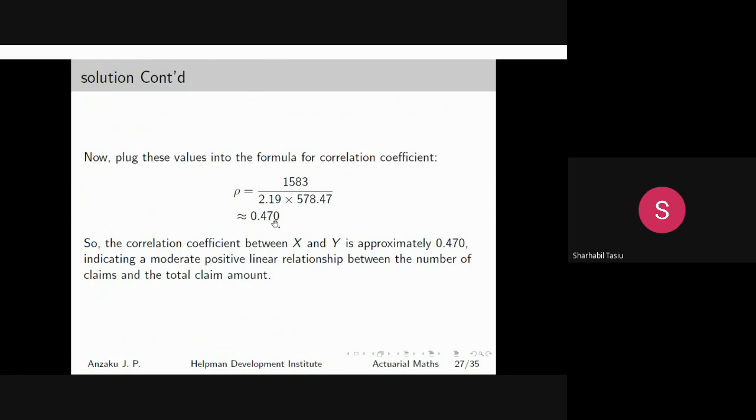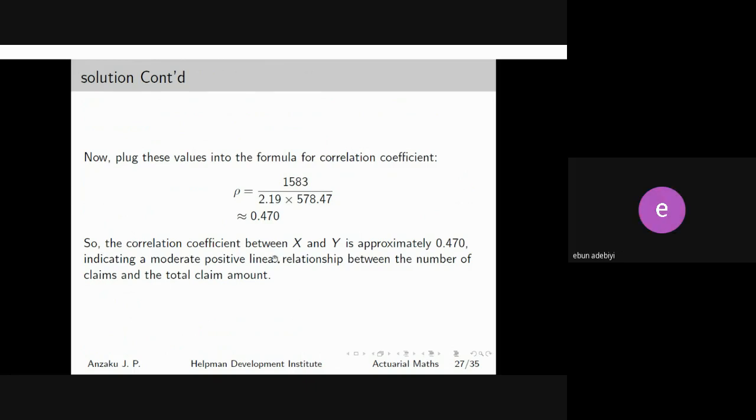Which is a weak positive relationship, not above 0.5. In fact, it even confirms our covariance. Remember you were saying the spread is a bit much. So here we have a weak relationship, which means that the number of claims does not actually connect with the claim amount. You understand? That the number of claims is too far from the claim amount.